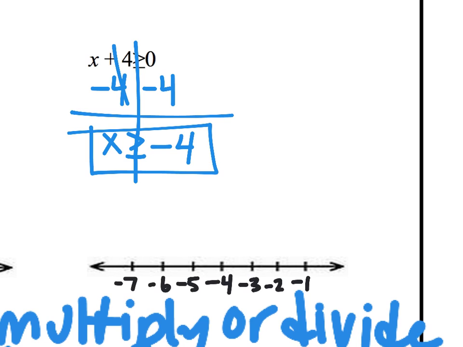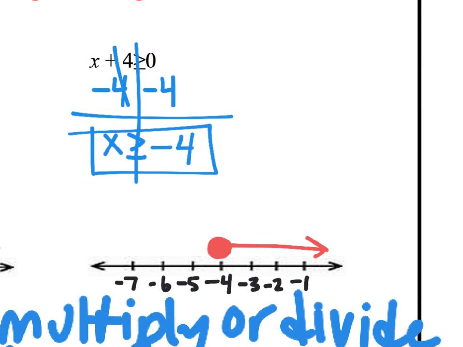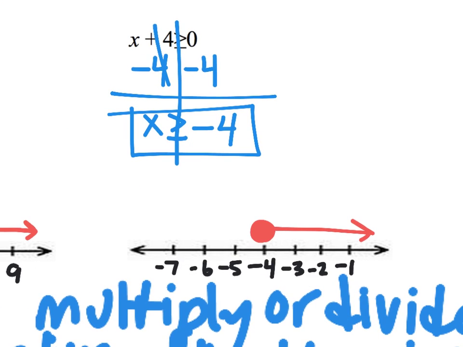Will it be an open circle or a closed circle? Closed, because it could be equal to negative 4, which means it's including negative 4. So we'll put a closed circle at negative 4. And it's x values greater than or equal to negative 4. So which way? Right. x values greater are to the right. Since the x is on the left of this inequality, though, you could make it into an arrow to tell you which way to go, which would be to the right.